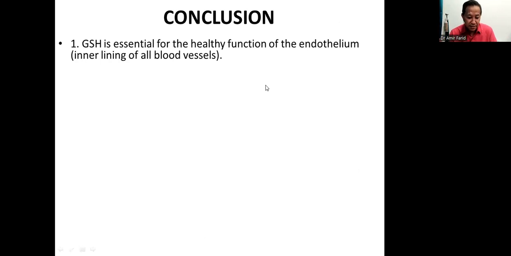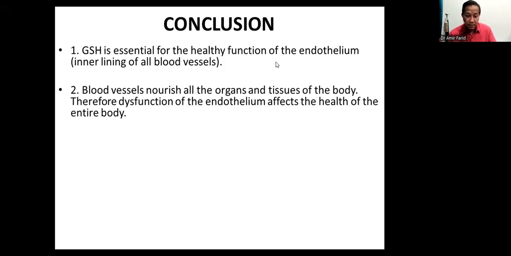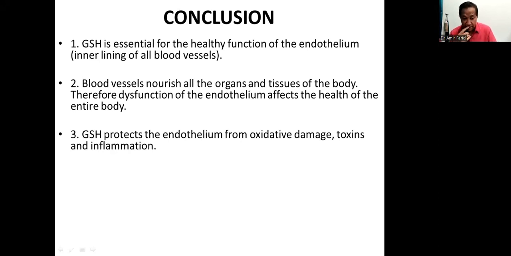Glutathione is essential for the healthy function of the endothelium, which is the inner lining of all blood vessels. And blood vessels nourish all the organs and tissues of the body. Therefore, dysfunction of the endothelium affects the health of the entire body. Glutathione protects the endothelium from oxidative damage, toxins, and inflammation. I mentioned this now, and it maintains the redox balance.